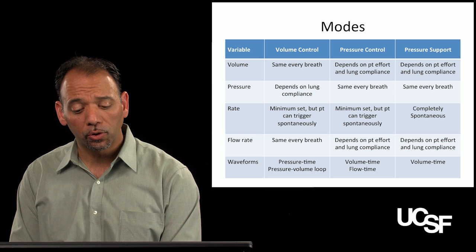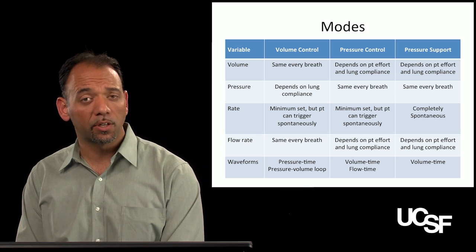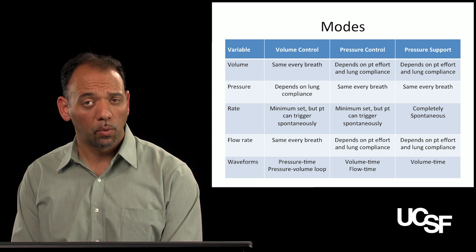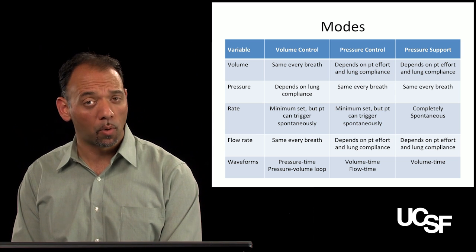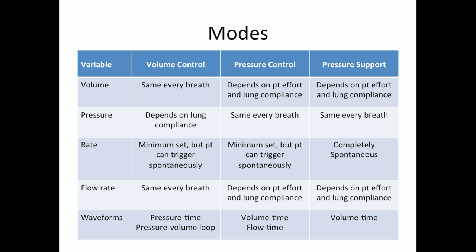If we look at pressure control, this is a mode that we will use from time to time when the patients cannot tolerate volume control for whatever reason. We don't use it as much, but it's important to know that it exists and how to use it. The volume in pressure control will depend on the patient's effort and the lung compliance. So if you contrast that to volume control, where the pressure depended on lung compliance, here the amount of volume that they get in the tidal volume will depend on the effort and the lung compliance of the patient itself.